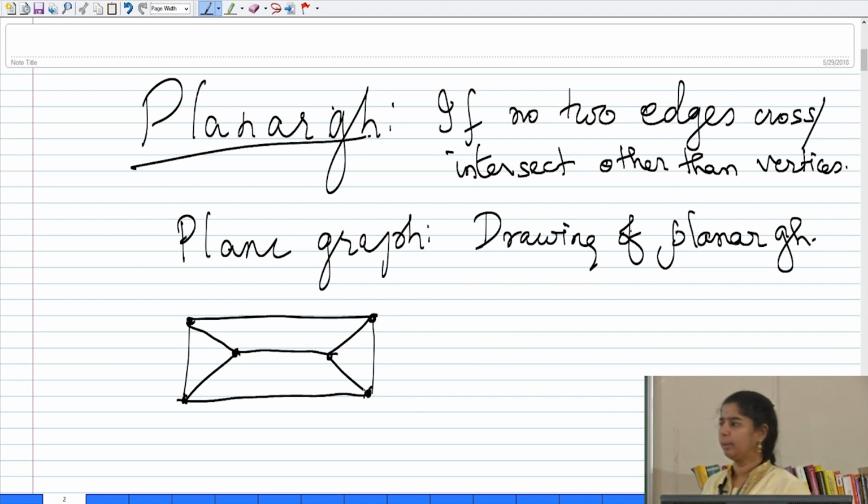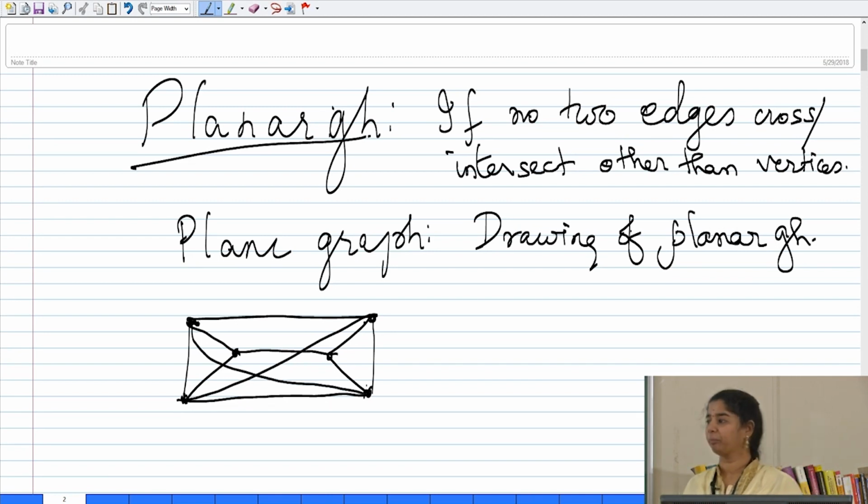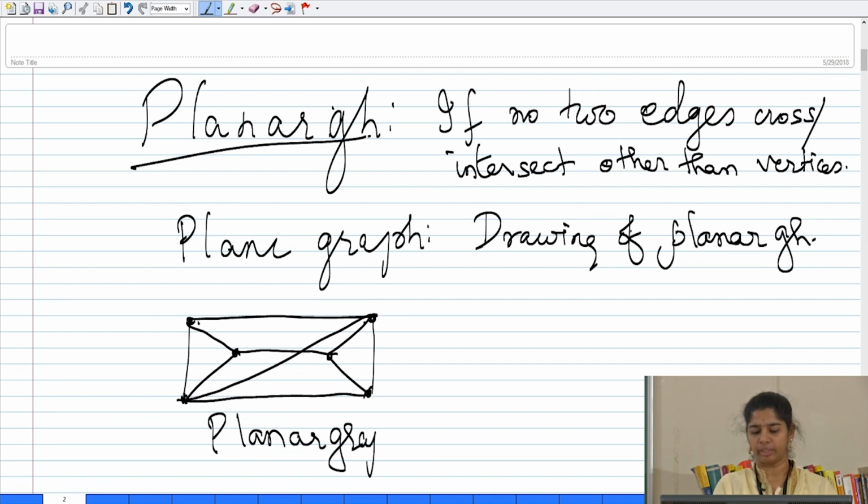So, is it planar? Yes, right. So, I will make it look non-planar. What about this? Okay, so let me remove this. How about this? It is a planar graph, right. So, this is a planar graph, but it is not a plane graph. Okay. So, that is the difference that I want to tell.